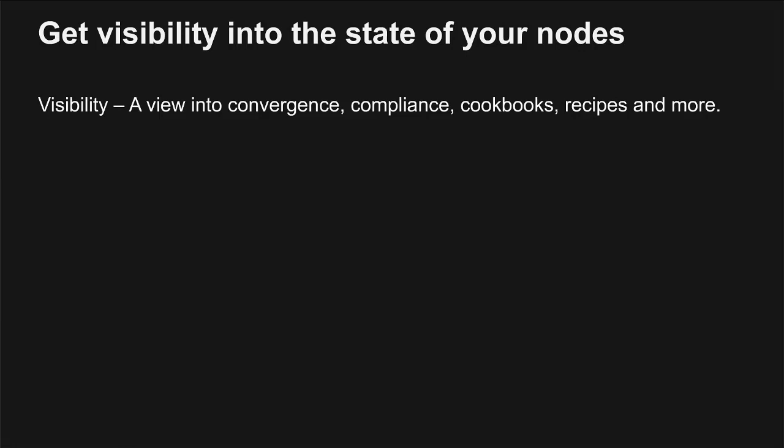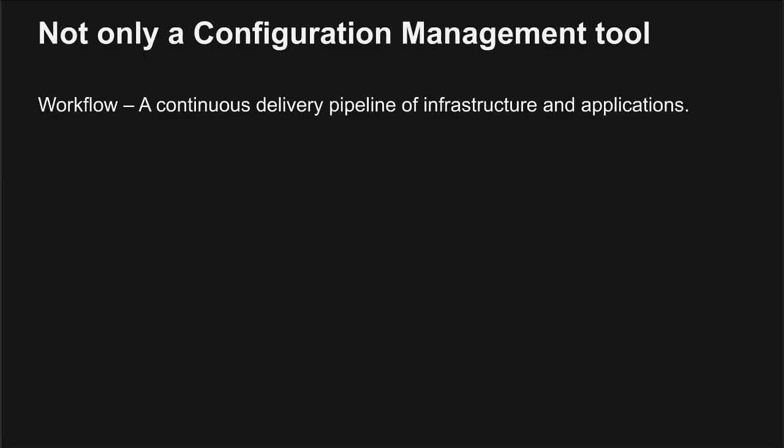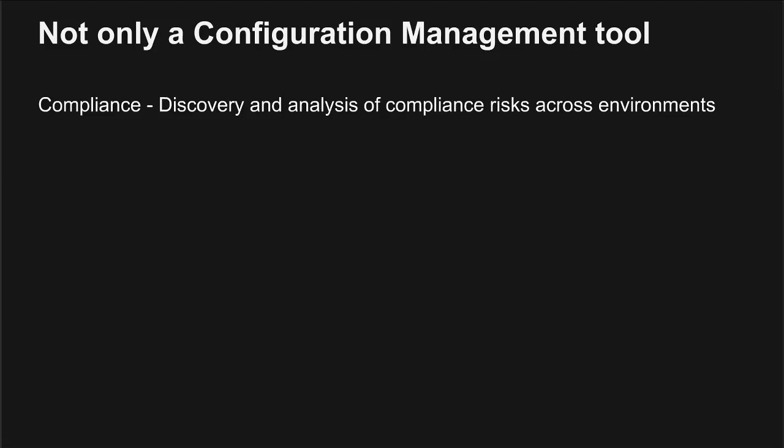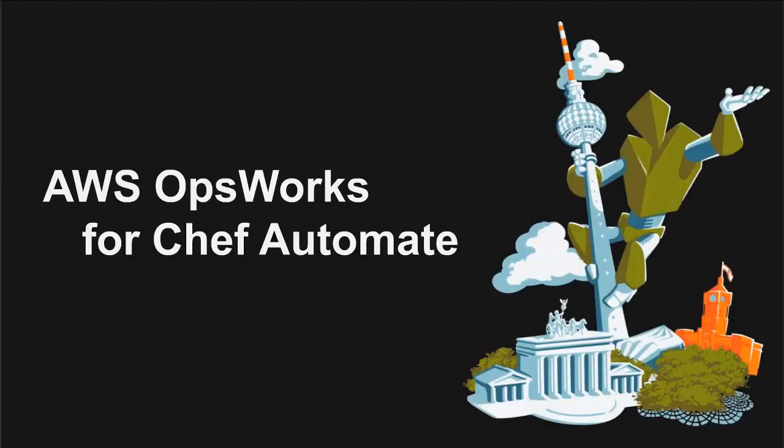Some things that Chef Automate gives you: it gives you visibility. So you get to see, across all of your instances, the compliance, the cookbooks, and the recipes that are used. You see a workflow. So it gives you continuous delivery. You can use it as a continuous delivery pipeline of your infrastructure and applications. And it also gives you compliance information. It gives you a list of compliance risks across your environment. As I mentioned, though, with running your own Chef Automate server, it's something that you have to manually configure and that you're responsible for.